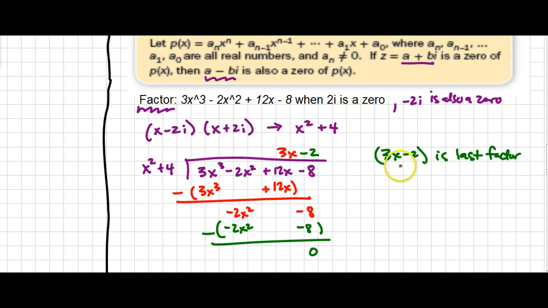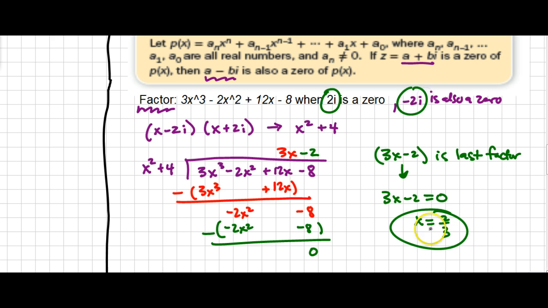And now I'm going to find the 0 that comes from that. So I want to figure out 3 times what minus 2 equals 0. So I add 2 to both sides, divide by 3. My last 0 is going to be 2/3. So here's my zeros: 2i, negative 2i, and then 2/3.